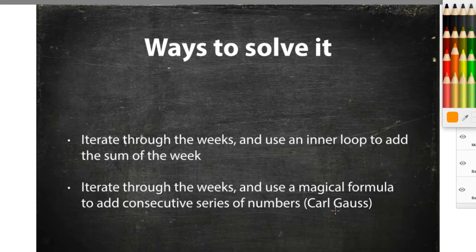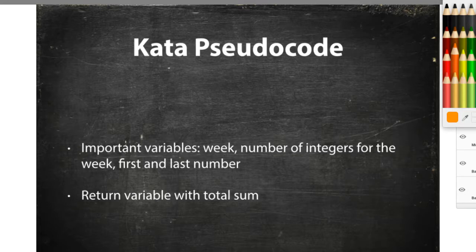But since we can't use another loop, then we have to come up with another way, and that's the way of adding consecutive numbers with a formula created by Gauss. I hope I'm saying that correctly. He was a mathematician way back then, I think in the late 1800s, I believe. And the formula is quite simple, and you'll see that on the pseudocode. And as I've already talked about, these are other important variables: the week, first and last, and also the number of integers for the week.